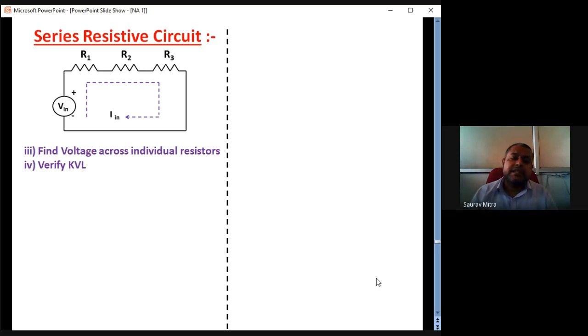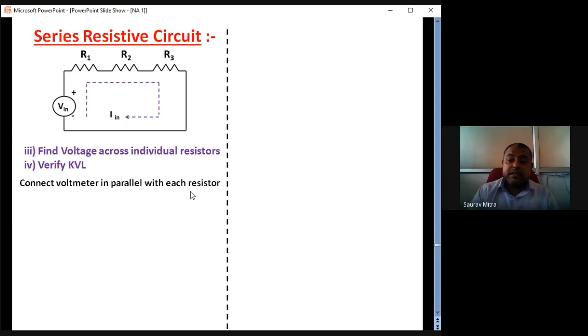First we find resistance, then find current, then find voltage, and then find power. Okay, and we are going in the sequence. Resistance is found, then current is found. Now we are going to find the voltage across each individual resistor. So connect the voltmeter in parallel.